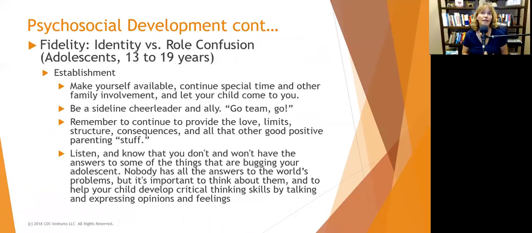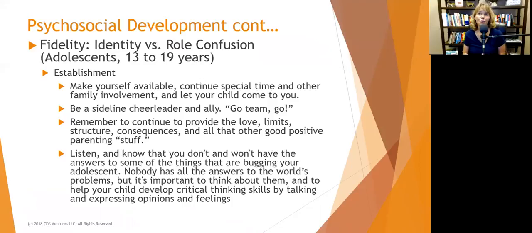Have parents make themselves available and continue special time and other family involvement, but let the children or their adolescents come to you with their problems. Around our house, we have mandatory family time every Friday night. We watch a movie. So, we're not sitting down and having these deep heart-to-heart discussions, but we're still connecting, and we end up talking after the movies, and it's a non-threatening sort of thing, and we go hiking and stuff as a family occasionally. Be a sideline cheerleader and ally.